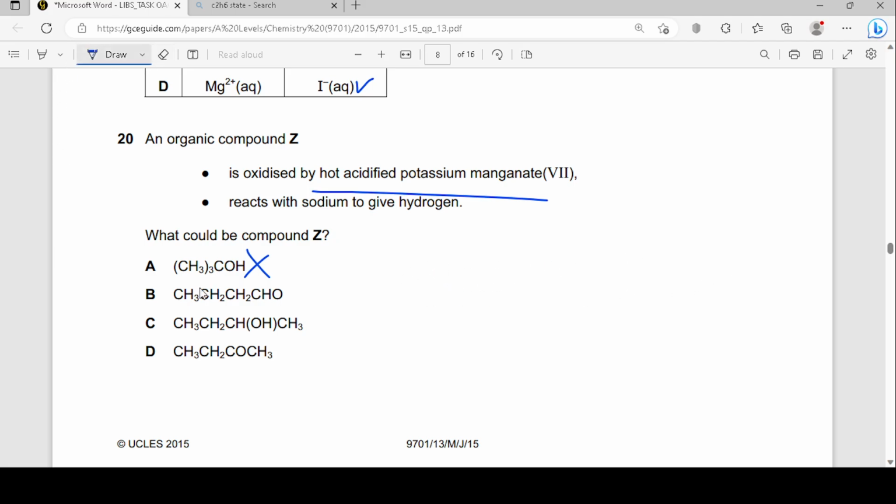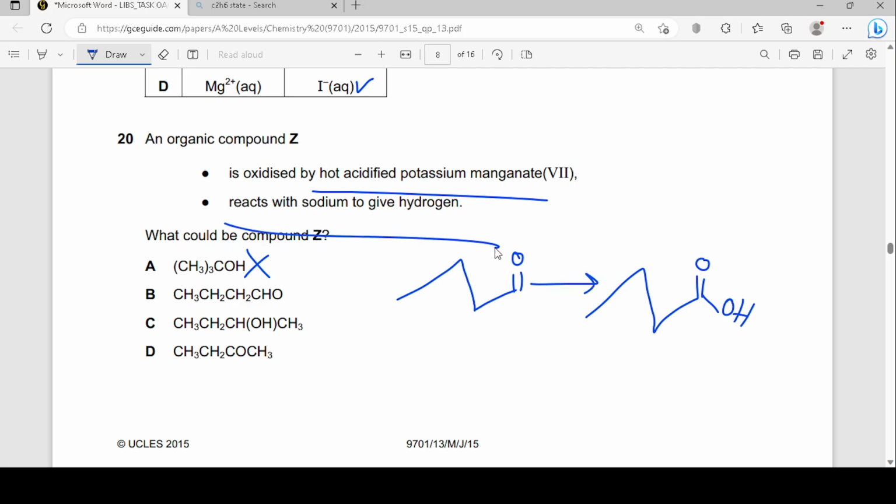So let's look at B. CH3, CH2, CH2, CHO. What's that? 1, 2, 3, 4, and then you have CHO. Can it be oxidized? Yes, it can be oxidized into COOH, right? So the aldehyde can be oxidized to carboxylic acid. But the problem is, will it react with sodium to give hydrogen? No, because that's a reaction of alcohols and carboxylic acids, even phenols, in fact, but that's again A2.